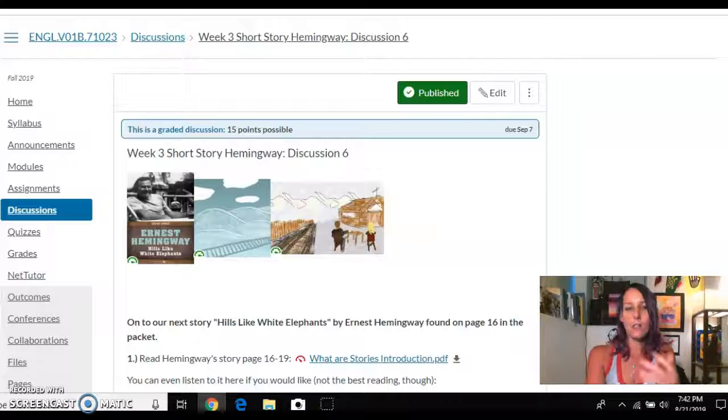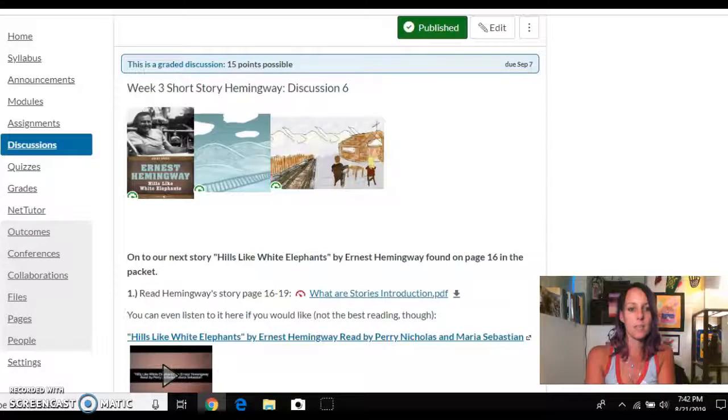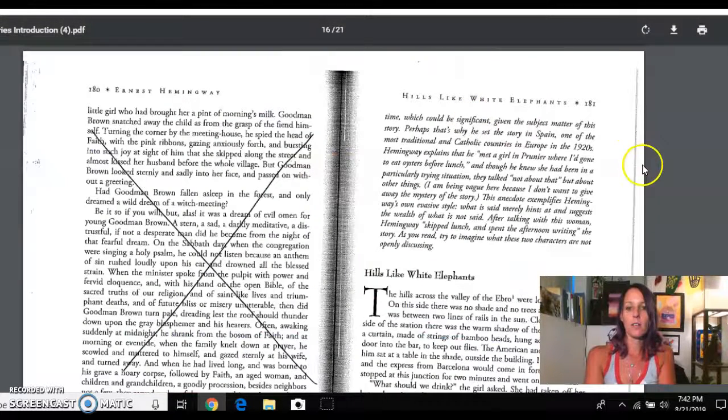This discussion, so as usual, 2 discussions for week 3, and this is the first one. So this is discussion number 6. It is Hills Like White Elephants by Ernest Hemingway. It's found on page 16 in the packet. If you haven't already downloaded this or saved it or printed it, you can just click on it and it will open up here. It'll open up to the beginning actually.